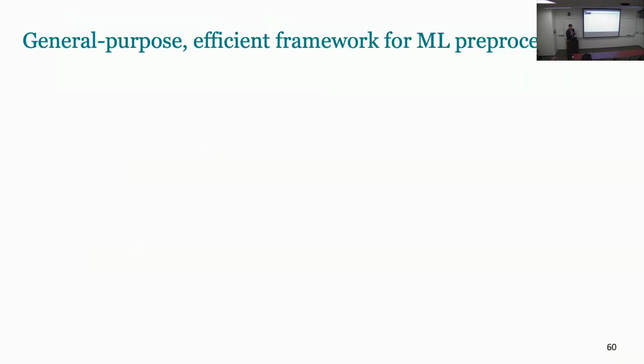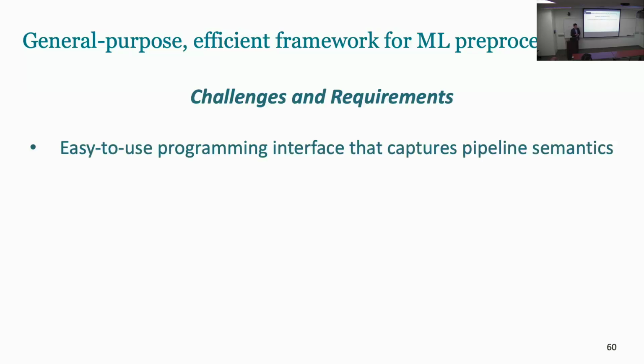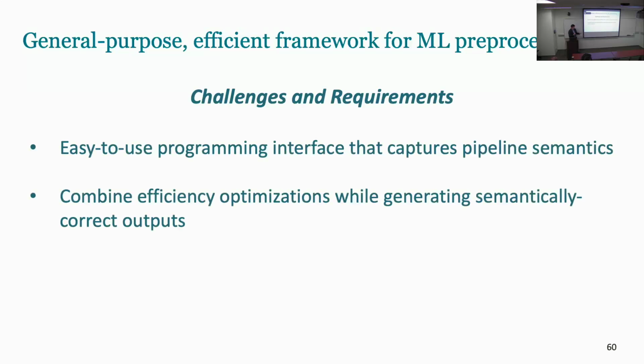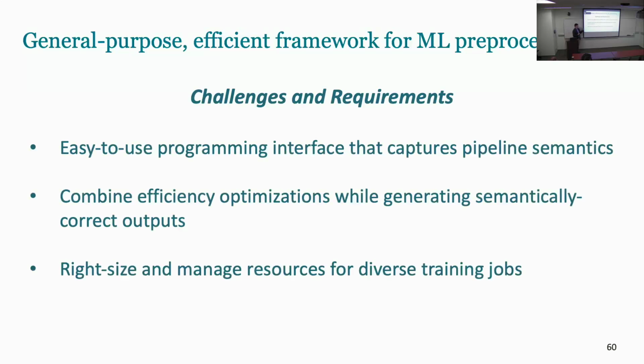So if we want to build a very general purpose, efficient framework to do all this ML pre-processing, what do we need to do? Well, first, we need a similar, easy to use interface, but we want this interface to capture the semantics or the intent of what each pipeline wants to accomplish. This is important because when we apply these efficiency optimizations, we want to ensure that they are still correct and still generate correct outputs. And finally, as I mentioned, it's all about right sizing the resources that we allocate to the unique demands of each training job. This is difficult because doing this introduces a lot of complex systems decisions.